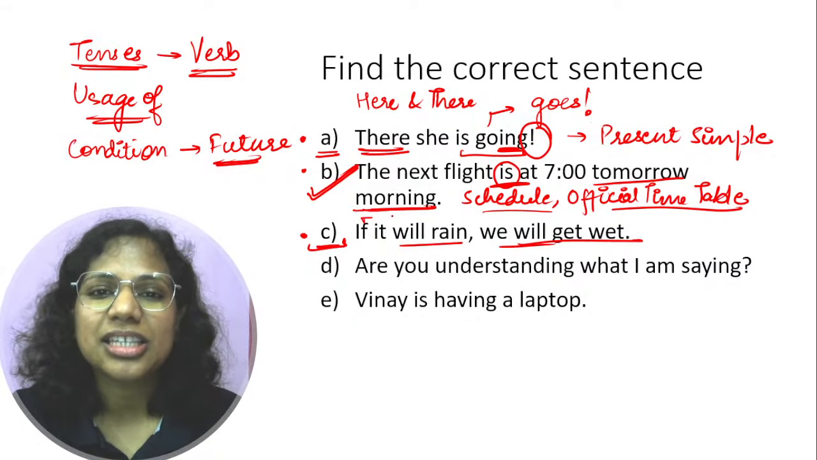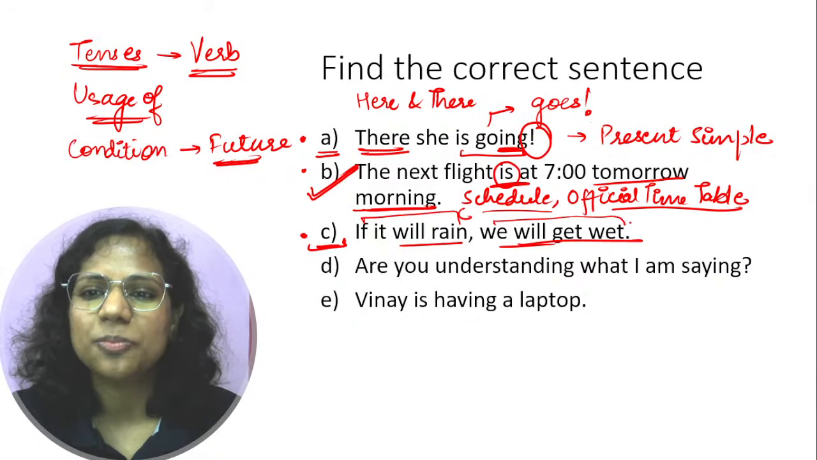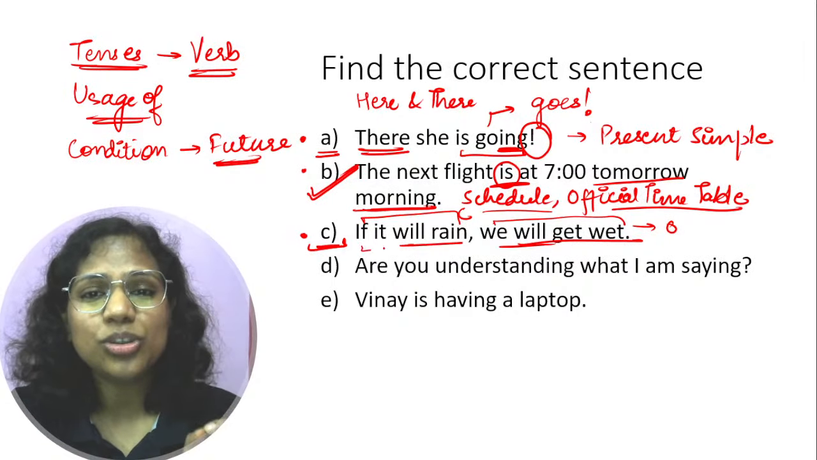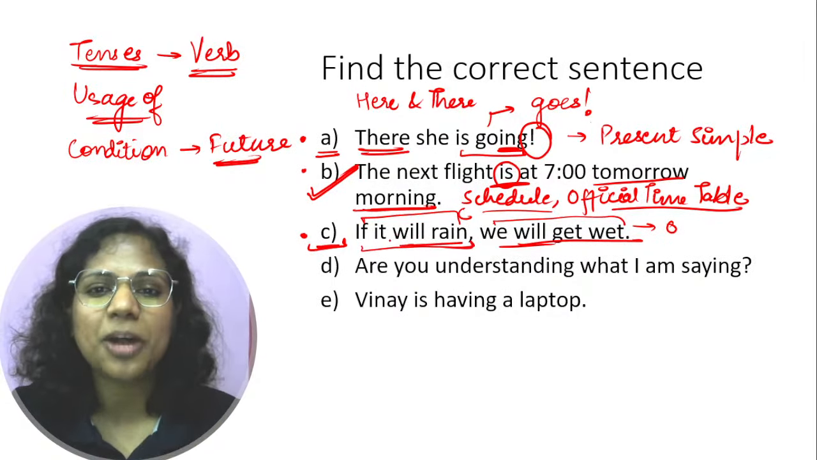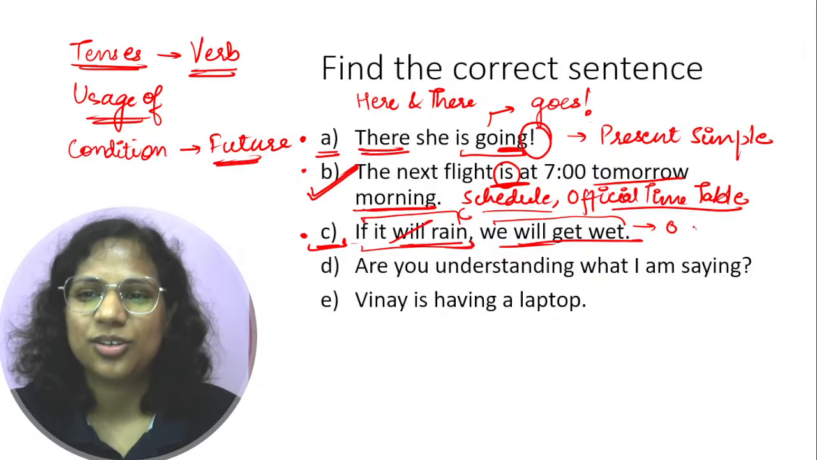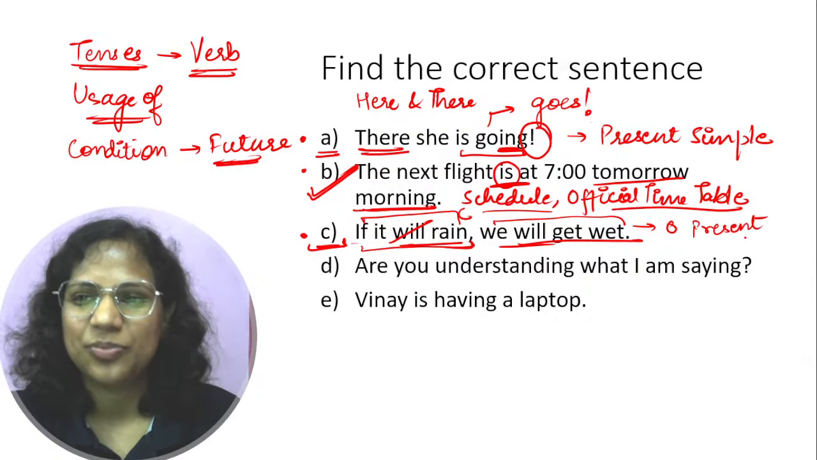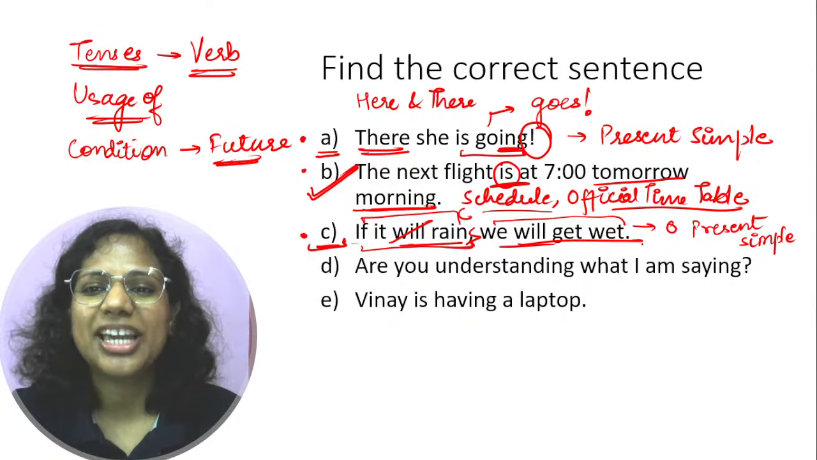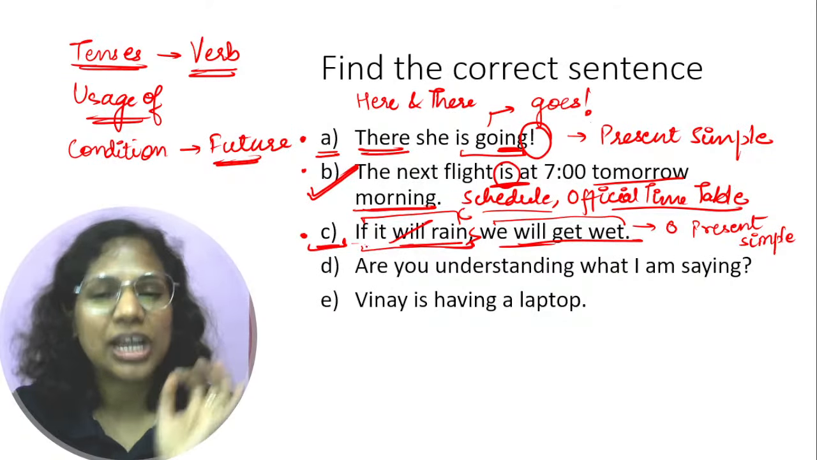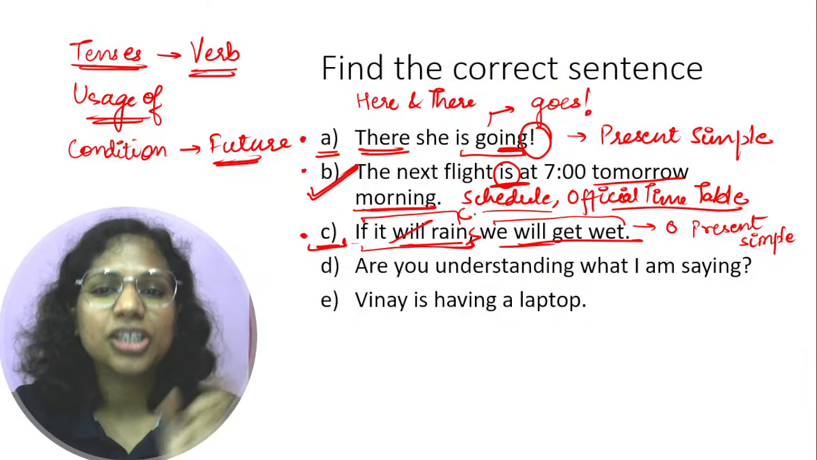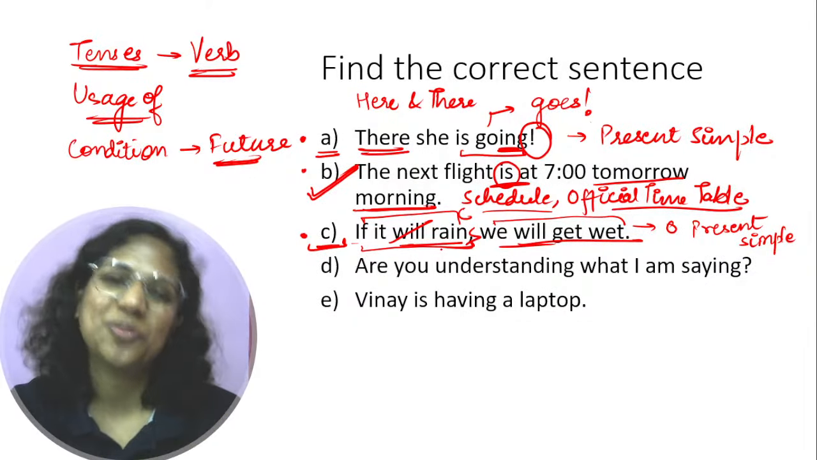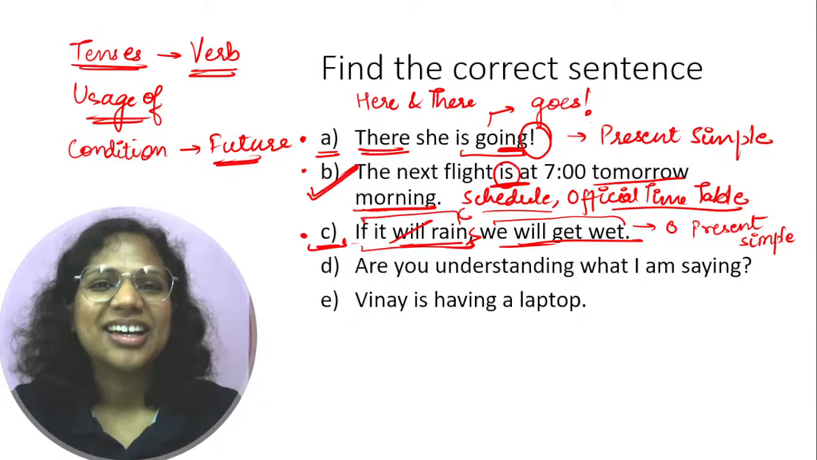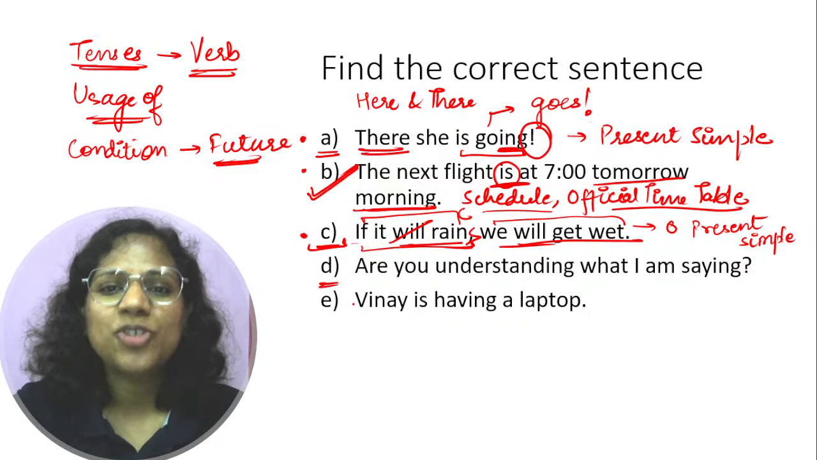then see, this is the condition part and this is the outcome part, isn't it? Even though this is a future event, the condition part will always be in the present simple. Always in the present simple. So if it rains, we will get wet. That is what will be the correct sentence. The verb in the condition will always be in the present simple. Remember that. Okay. Now, option D.